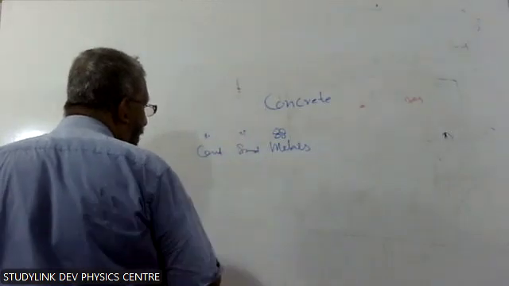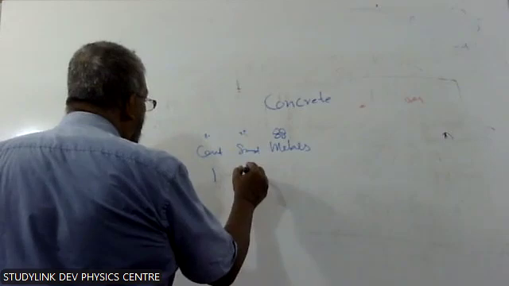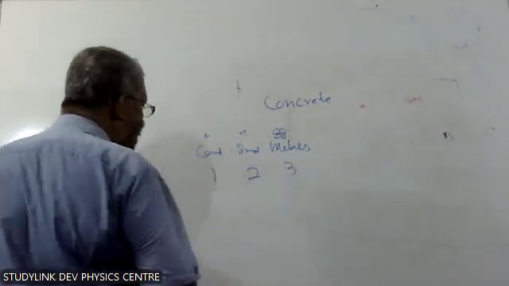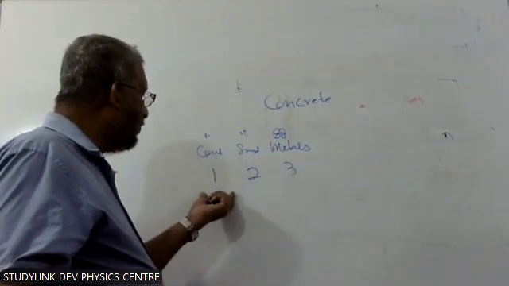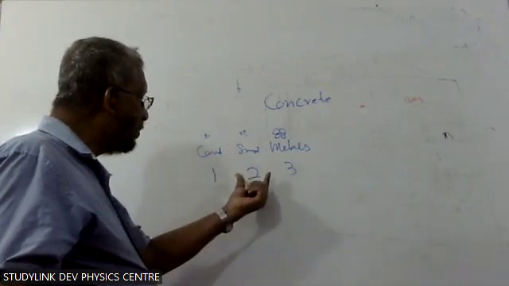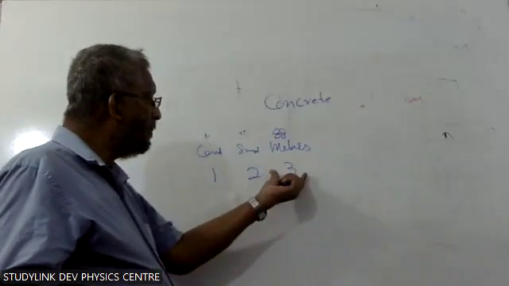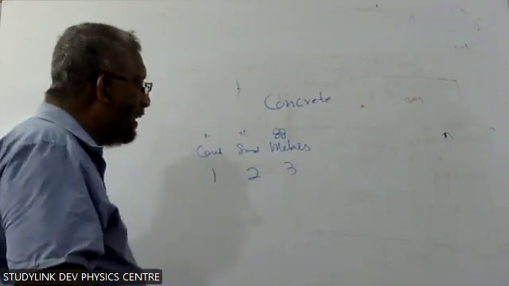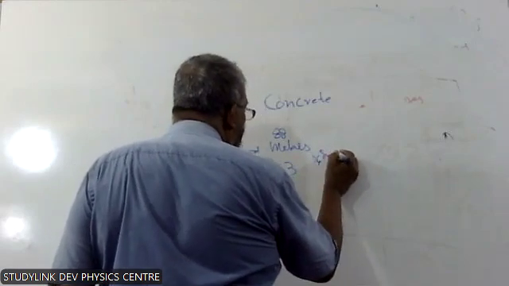Normally, for concrete, the ratio is 1, 2, 3. That means not according to mass, but volume. We'll say 1 bucket of cement as a volume. With the same bucket you take 2 buckets of sand and 3 buckets of metals. Metal means small stones. Normally, those are sometimes called 3x4 stones.